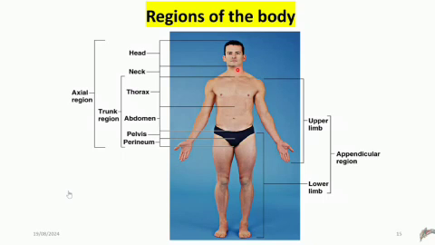I'm here, sir. Okay. Tell us any body structure that is found in the neck region. The esophagus. Okay, in the neck we have the esophagus. It's a very important structure that allows passage of food to the stomach.